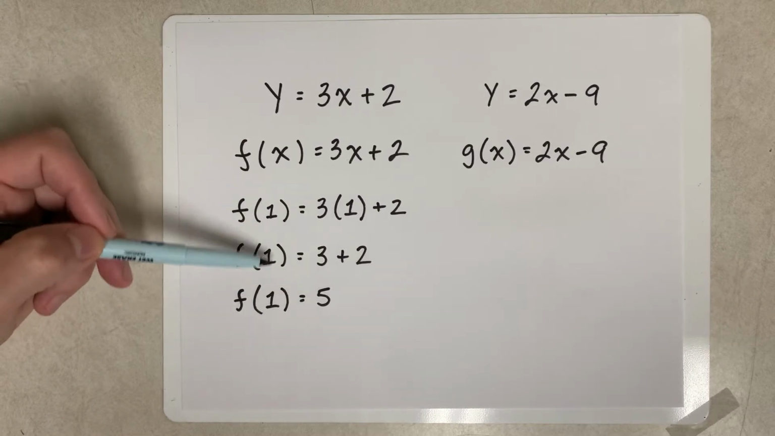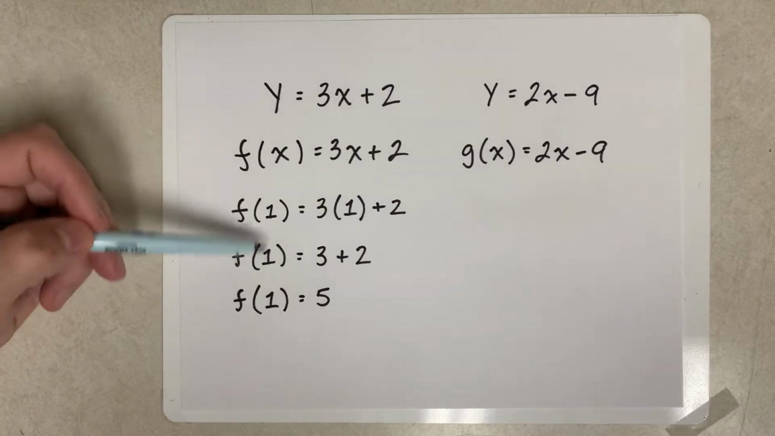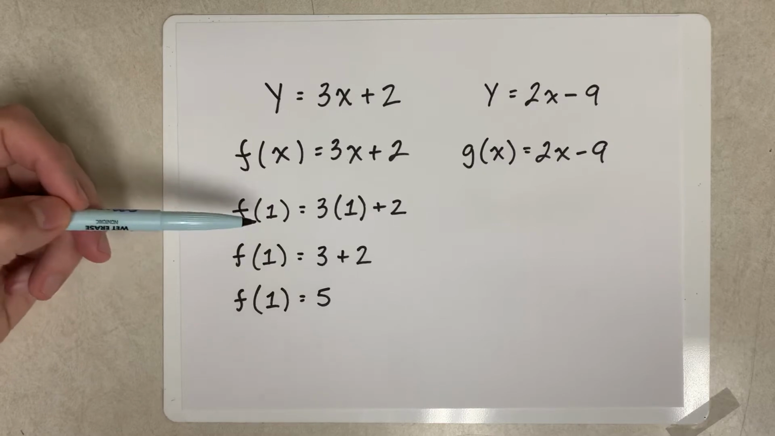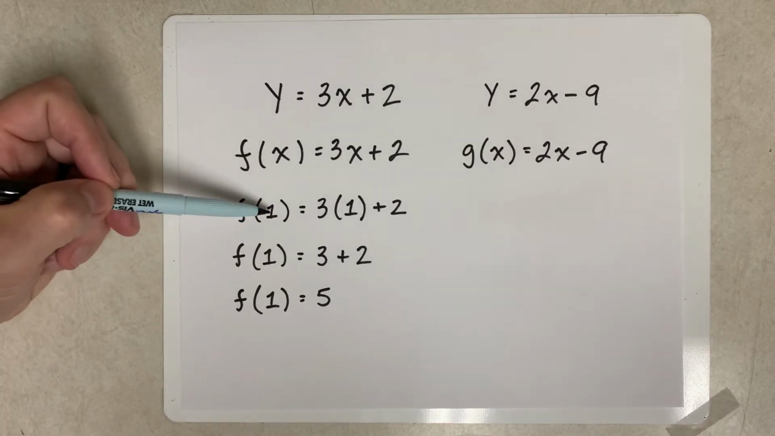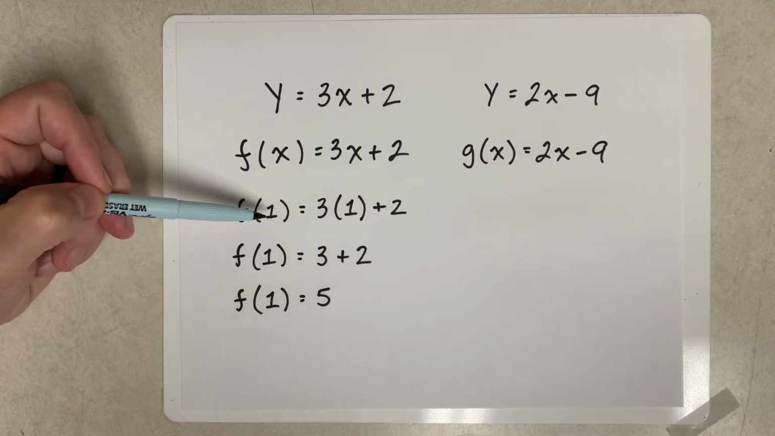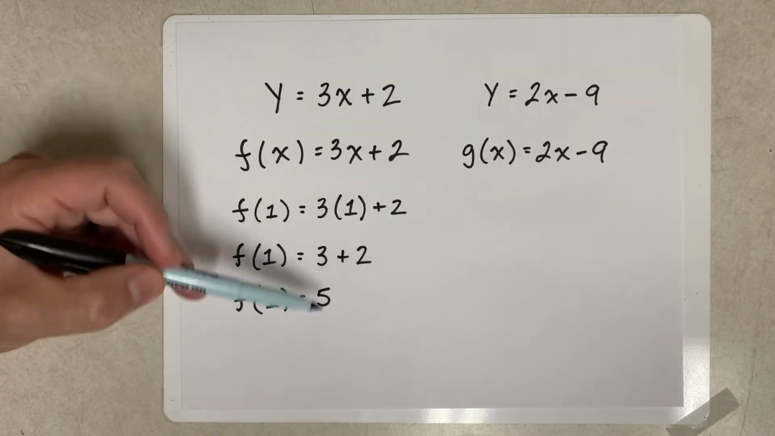So why did I choose 1? I just felt like it. You can choose any value you want as long as it's in the domain. We're going to be getting some practice plugging some numbers in here, just random numbers, nothing special, and then figuring out what the output is.